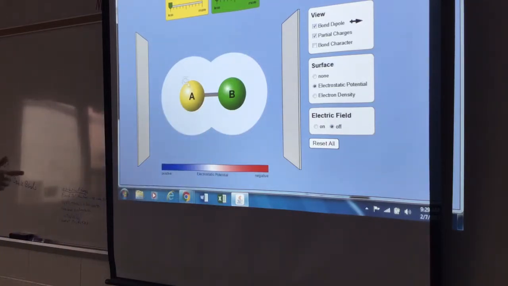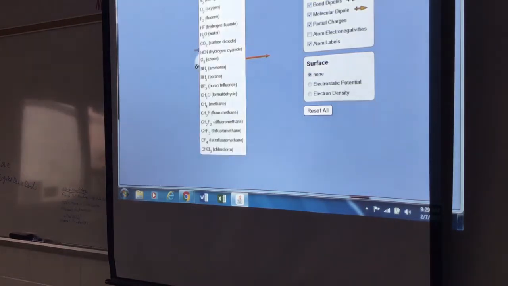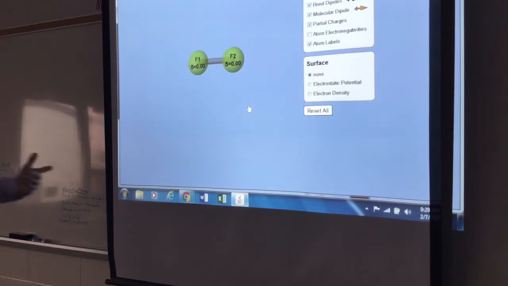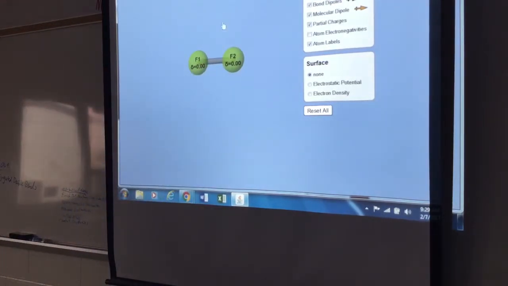So I wanted to just show you that one example. You can actually use real molecules and do the same thing. So there's HF. There's your bond dipole, right? If we use F2, watch what happens, nothing. There's no dipole, because it's nonpolar, right? I could go on and on with that, but that's just another visual for that.